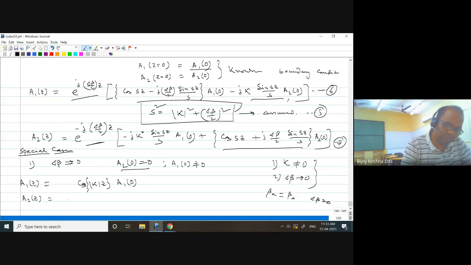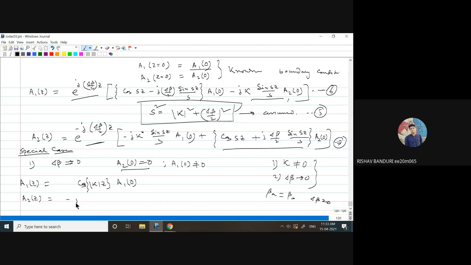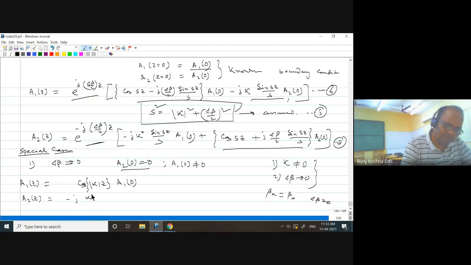What would be the value? Minus j kappa, kappa star by mod kappa, right? And sine again, kappa mod kappa z. A10. Is that clear? So this is the case, these are the solutions I'm getting.